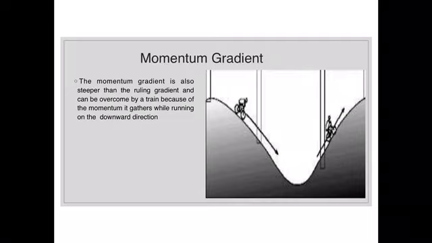The second gradient we have is the momentum gradient. Momentum gradients are usually steeper than the ruling gradient, and the momentum gradient will be overcome by the train because of the momentum it gathers while running on the section. How will it be provided? Usually when the momentum gradient is provided, it will always follow a downward gradient followed by an upward gradient.